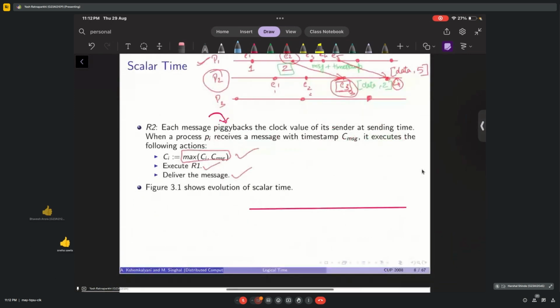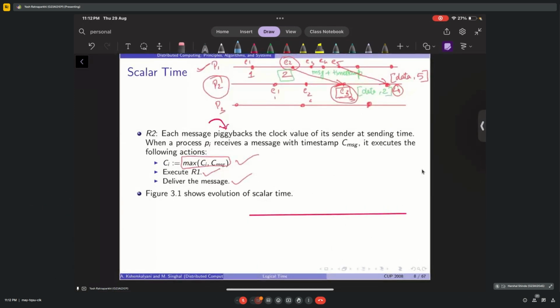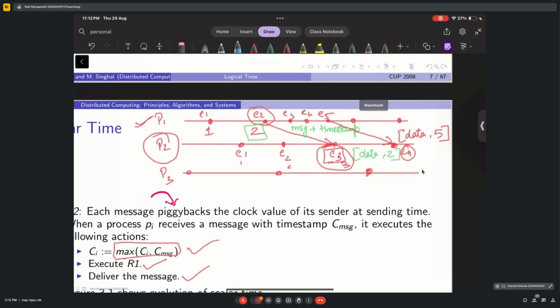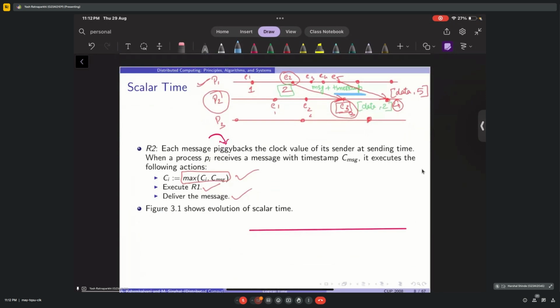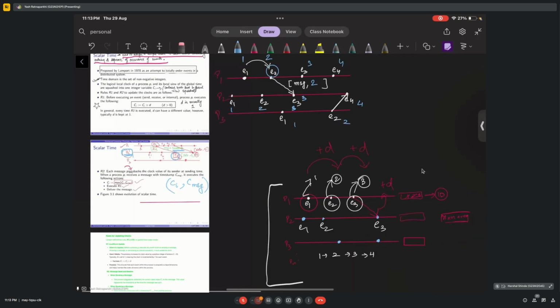This is what is written over here, that each message piggybacks. Now replace this word piggybacks with attach. So each message is attaching a timestamp. You see, the message and a timestamp are attached, right? And to the sender at the sending time, when a process pi receives a message, when this process P2 will receive a message at c3, it executes the following action. It will get the maximum of either this particular local clock ci or the clock coming from the message. Whatever it is, it will update it. Understood this thing? Did you understand, guys?